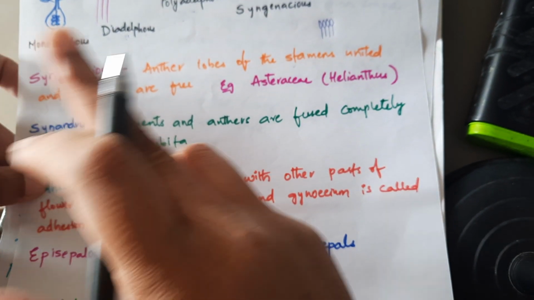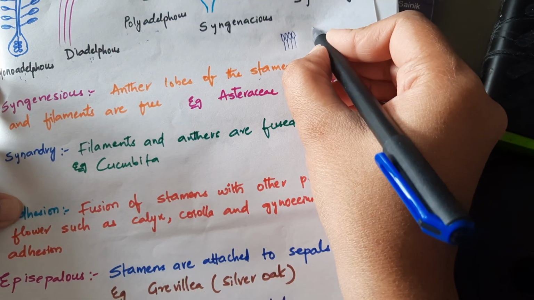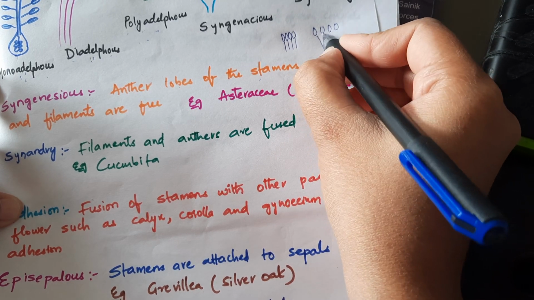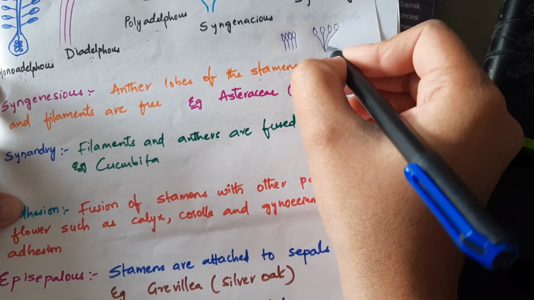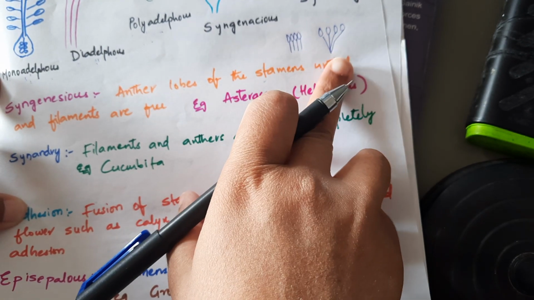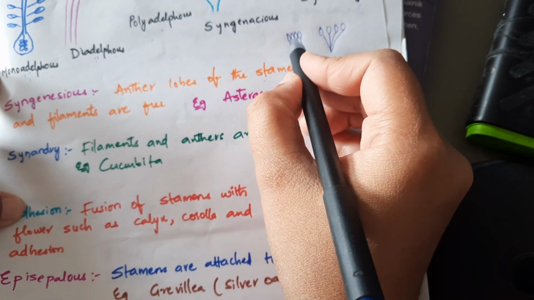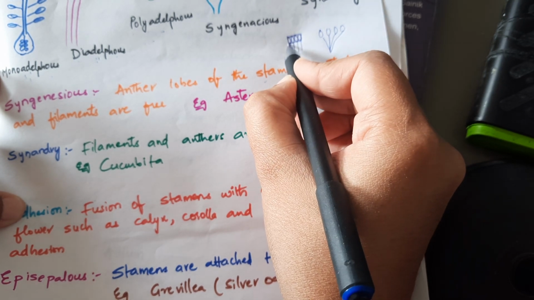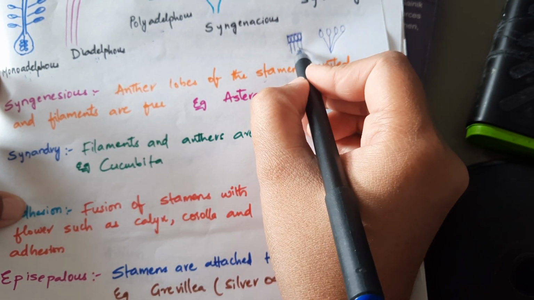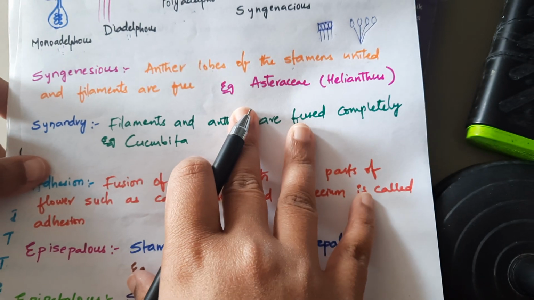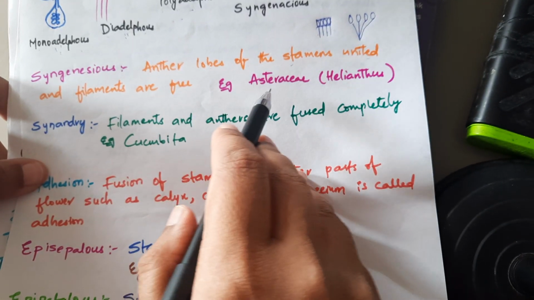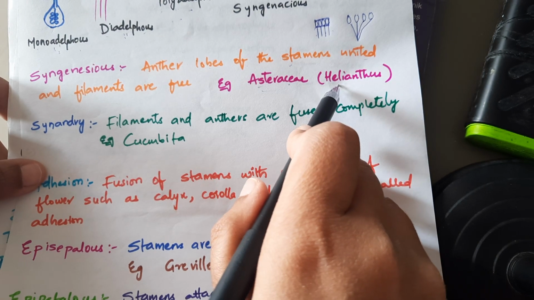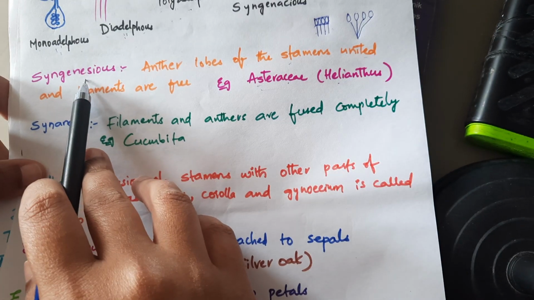In the previous one, in adelphi, what we discussed, the anthers remain free and the fusion takes place between the filaments, whereas in syngenesious the fusion takes place between the anther lobes. As a result the filaments remain free. An example for this is the Asteraceae. In Asteraceae members, an example is the helianthus. That is the syngenesious.